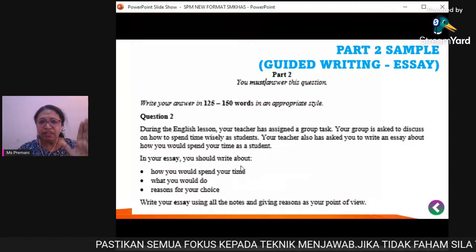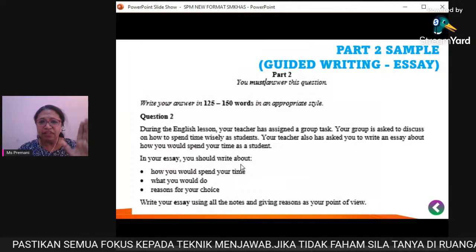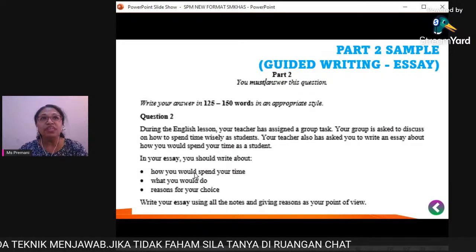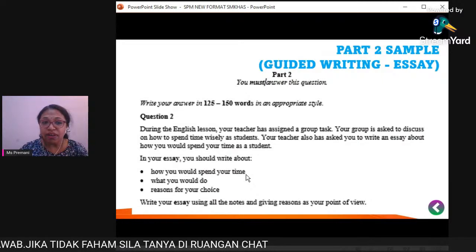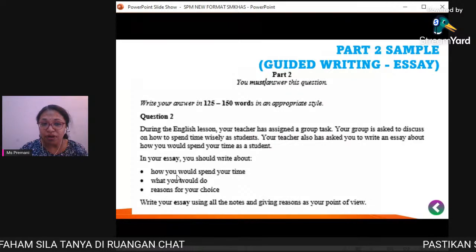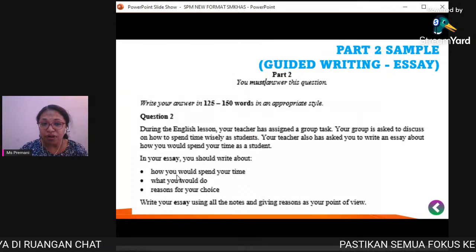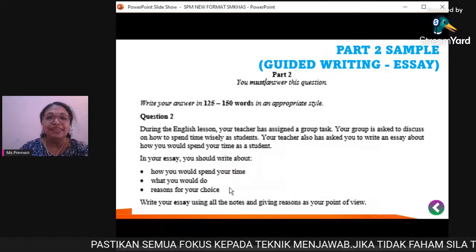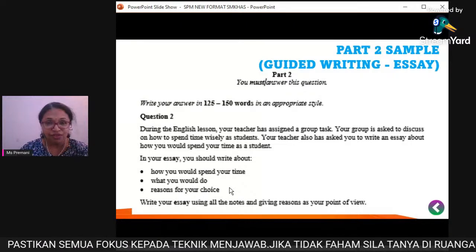The question will ask you to write essay. You must break this question into paragraphs. Here, it doesn't sound like 1.1 paragraph. All three one paragraph because they want you to tell how you spend time wisely as student. So how would you spend? First, you will go to the library during your free time.